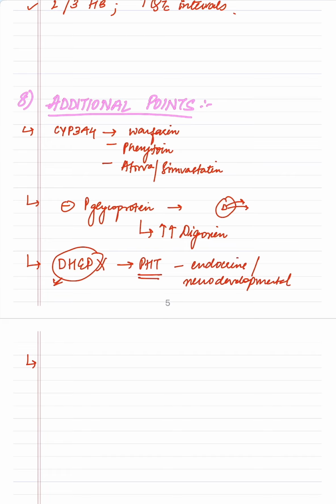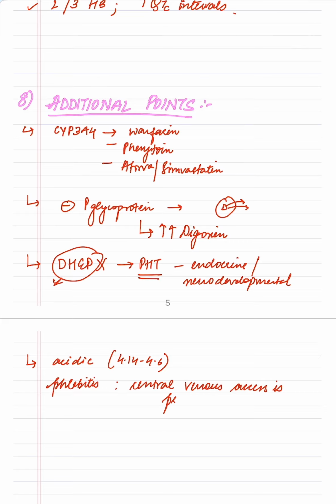Next, what you have to remember about amiodarone is that you should not give it through peripheral IV access as far as possible. It is a highly acidic drug. Even after dilution, the pH ranges between 4.14 to 4.6. So if you're giving it chronically through a peripheral line, it may lead to phlebitis in the patient. So as far as possible, a central venous access is preferable.